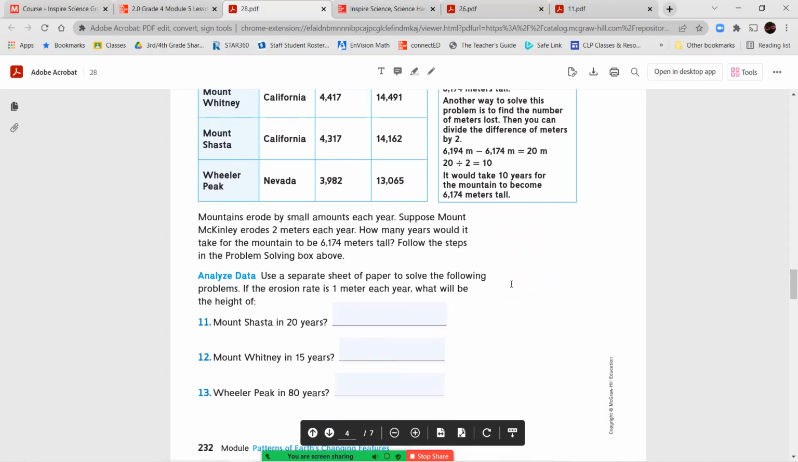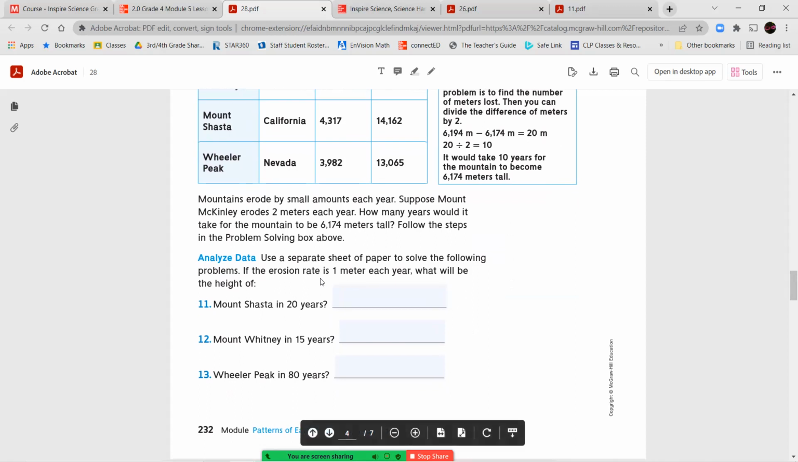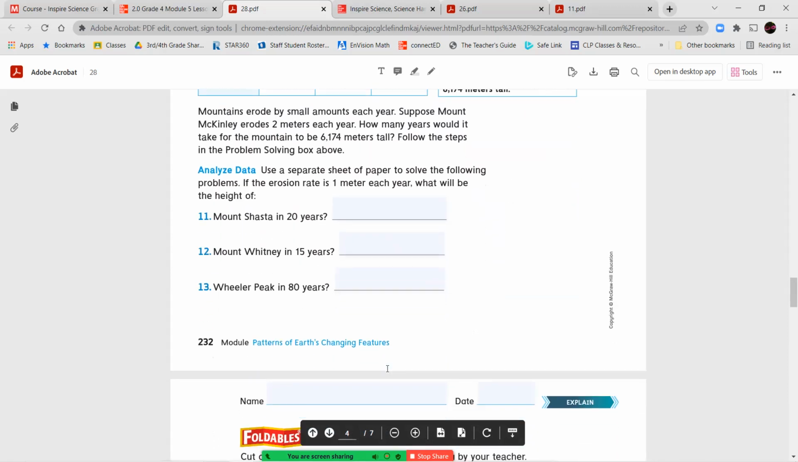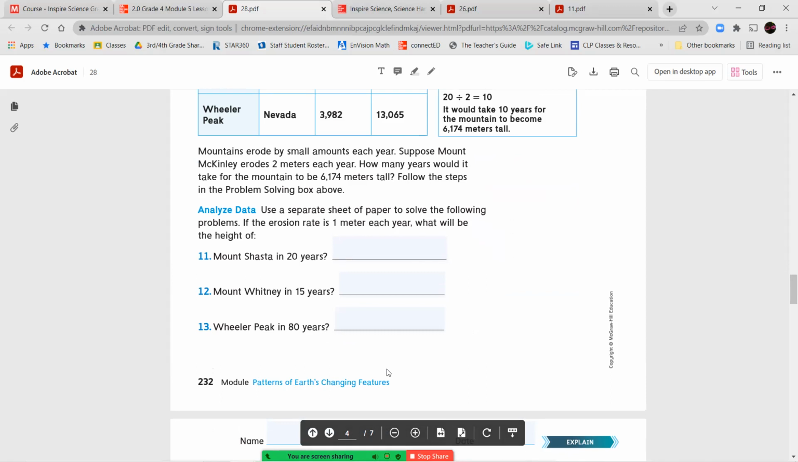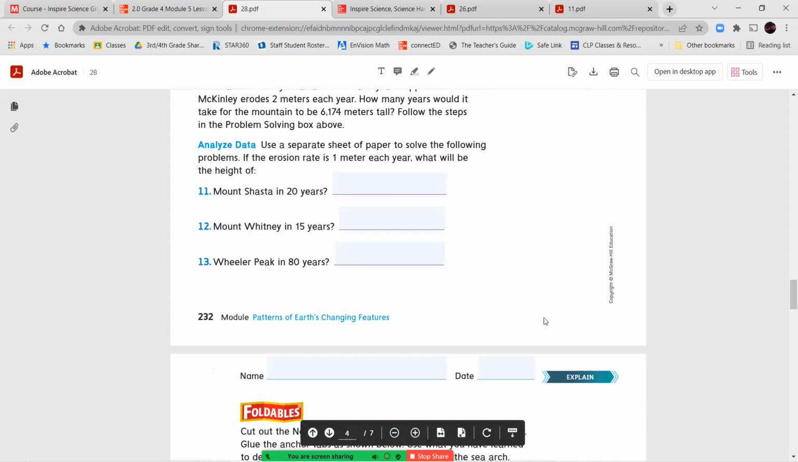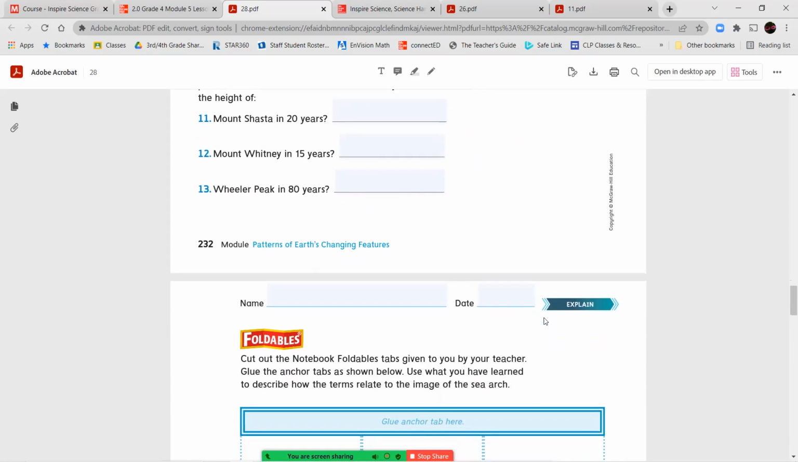Use a separate sheet of paper to solve the following problems. If the erosion rate is 1 meter each year, what will be the height of Mount Shasta in 20 years, Mount Whitney in 15 years, or Wheeler Peak in 80 years? So go ahead and solve those. You don't necessarily need a whole other sheet of paper. You can work on the side if your handwriting isn't too big. Otherwise, do feel free to attach a piece of paper to show your work.